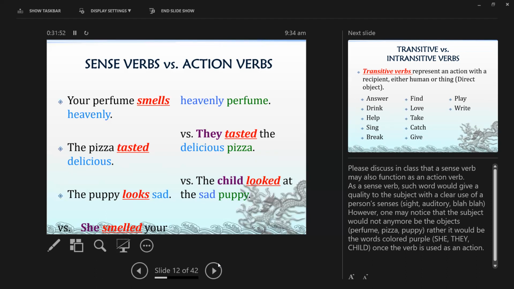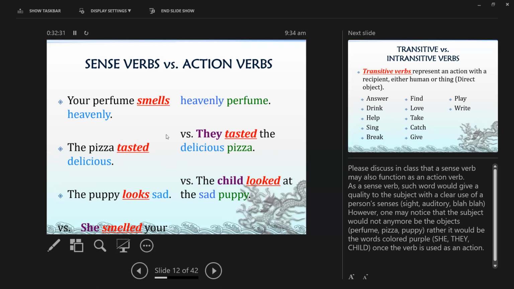So heavenly describes smells because heavenly here is used as an adverb, right? Now on the next example over here, heavenly perfume. This is used as an adjective, okay? Because it directly describes the perfume. Is it clear? On the first example, heavenly is used as an adverb because it describes the verb smells. And on the second example, heavenly describes the noun. That's why it's an adjective.